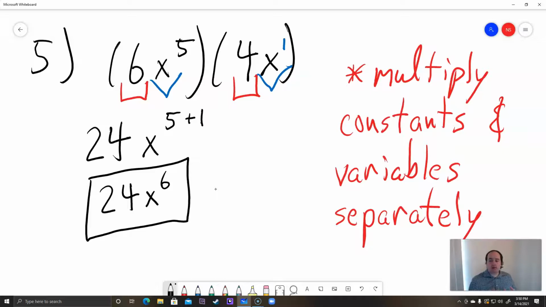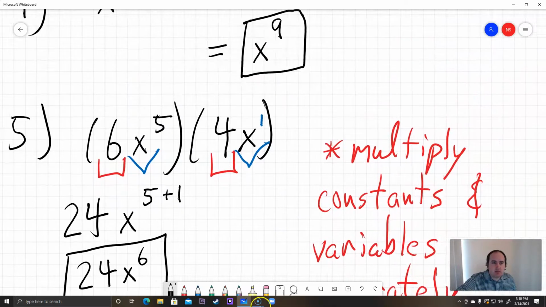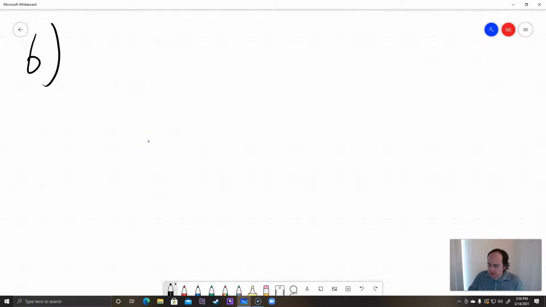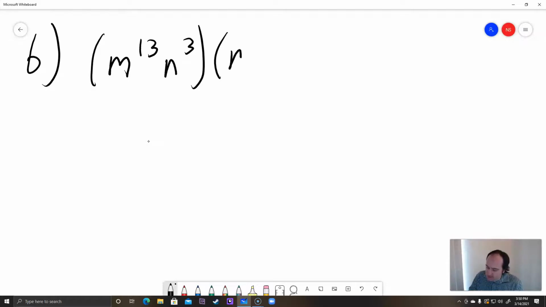Now, so far we've just dealt with expressions that have one variable. So in the next example, I wanted to do a problem where we had more than one variable, just to change things up. So this is going to be example number 6. For example number 6, we're going to have two variables, m and n. So we're going to have parentheses, m to the 13, n to the 3, okay, times parentheses, m to the 12, n.